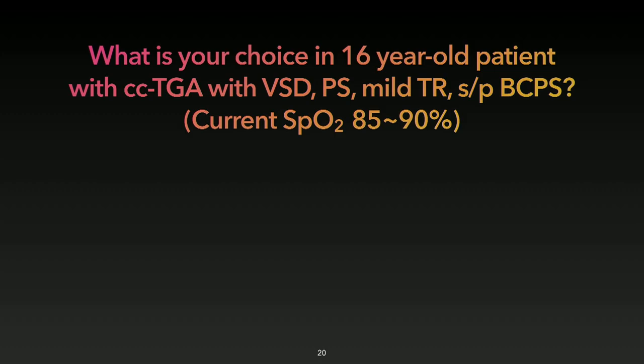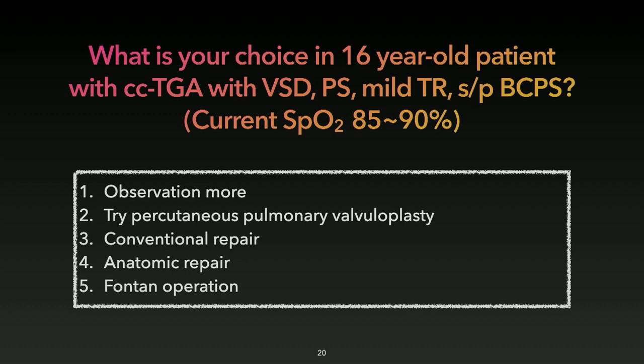So we wonder whether it is better to do anatomic repair in the current status or to consider surgery when other symptoms occur, such as progression of cyanosis or right ventricle heart failure, or developed functional mitral MR, or exercise intolerance occurred. So this is our last question. So what is your choice?